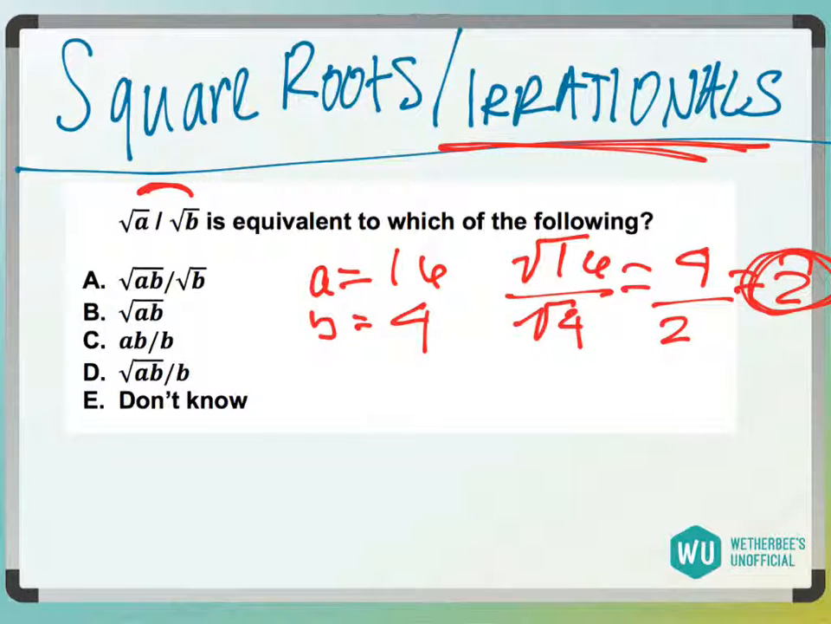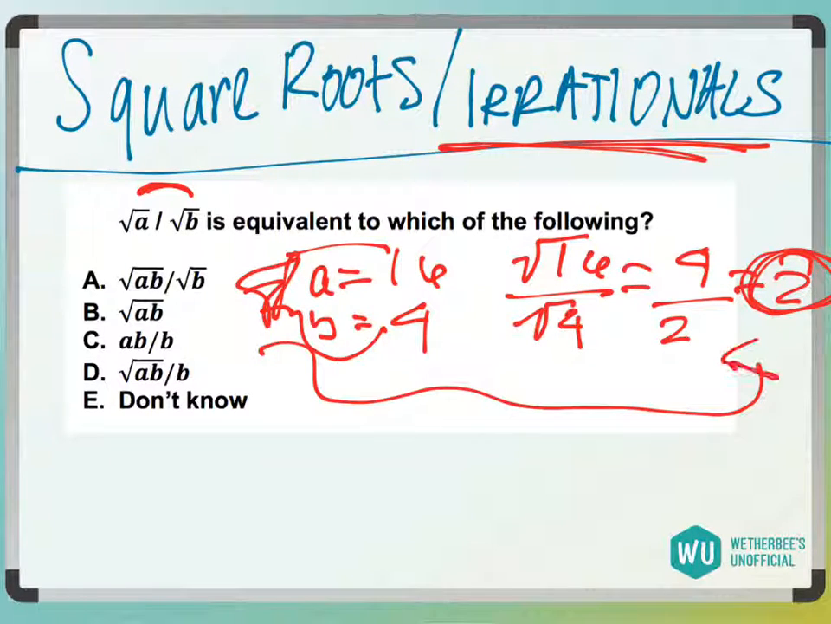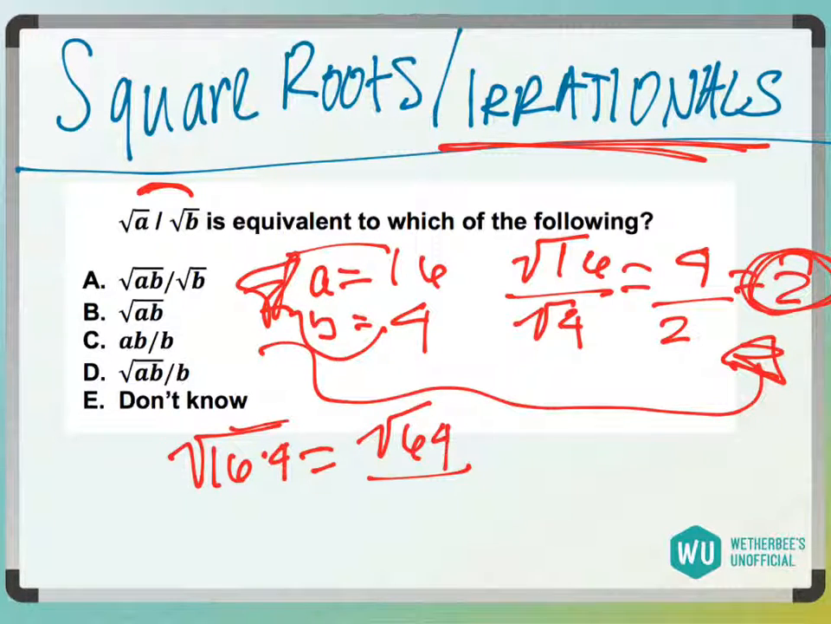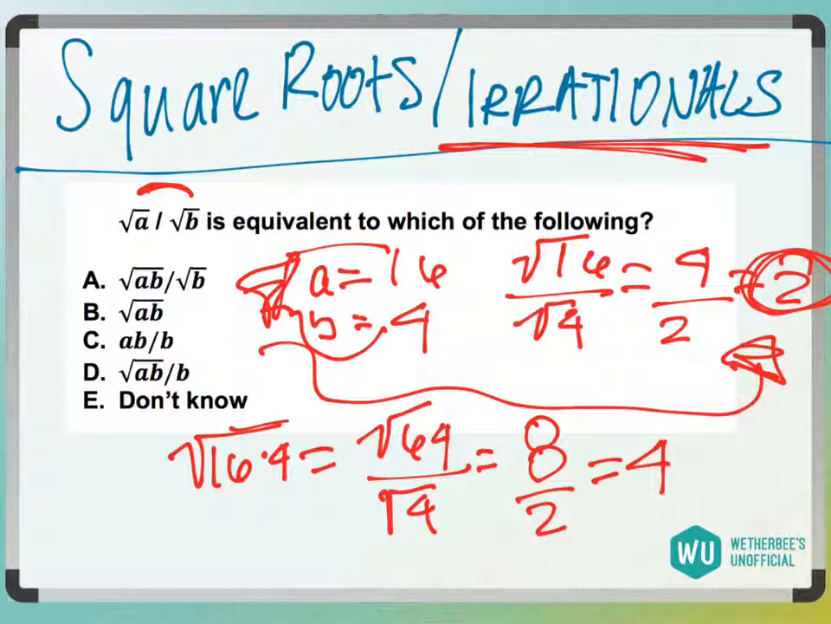That means that when I plug 16 and 4 into my answer choices, whichever one gives me 2 back is going to be the correct answer. So for answer choice A on top, that would give me root 16 times 4, which is root 64 over root b, which would be root 4, so 8 over 2, which gives me 4, and that's not correct. So A is gone.